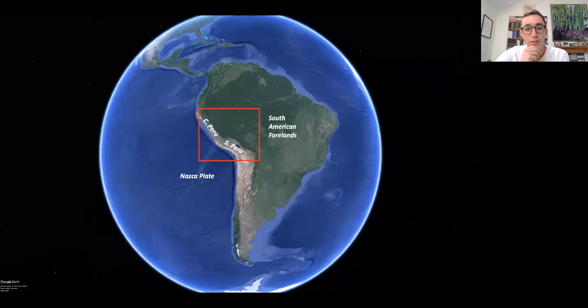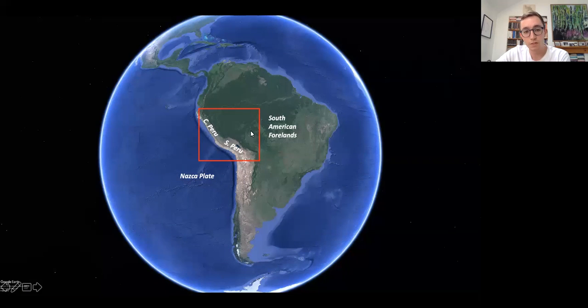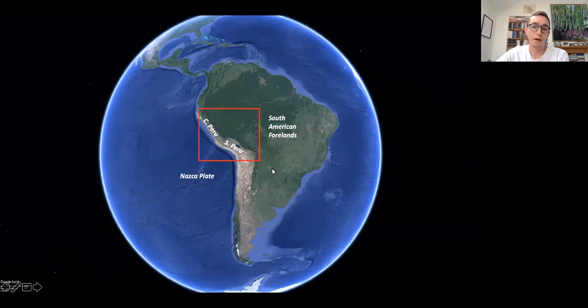Just to get us all oriented, what we're looking at here is a Google Earth image of South America, obviously, and I'm really going to be focusing on this red box, this part of central Peru, where we've got a narrow northwest-southeast trending mountain range, and this part of southern Peru, the northern limb of the Altiplano, if you like. And this region east of the mountain range, I'm going to refer to as the South American forelands.